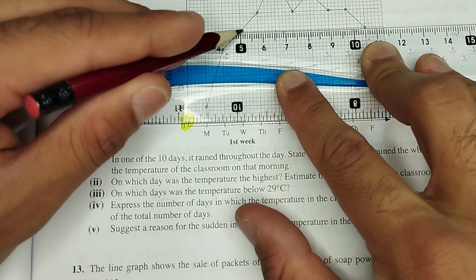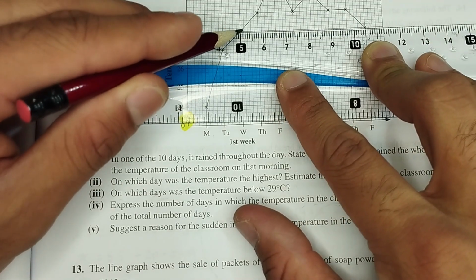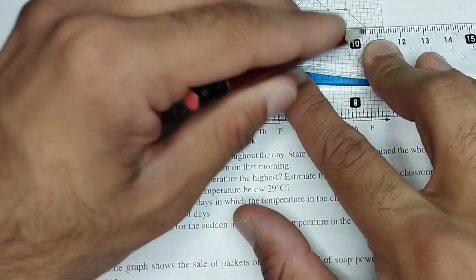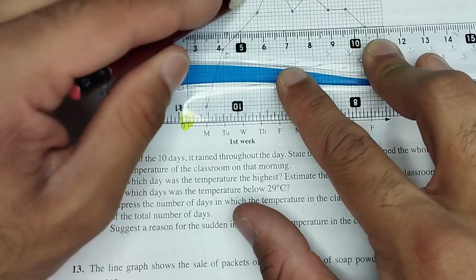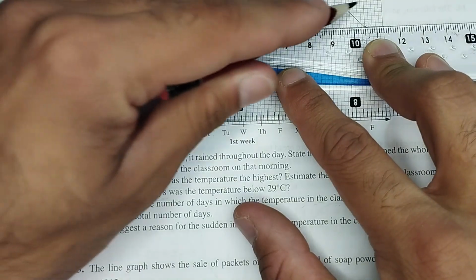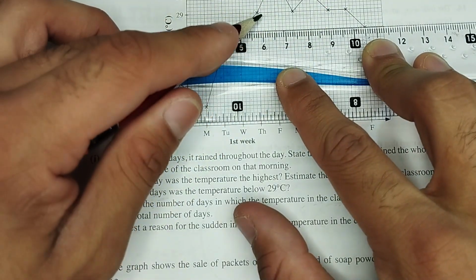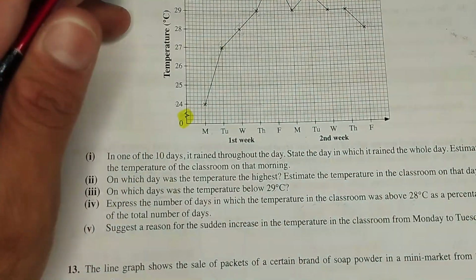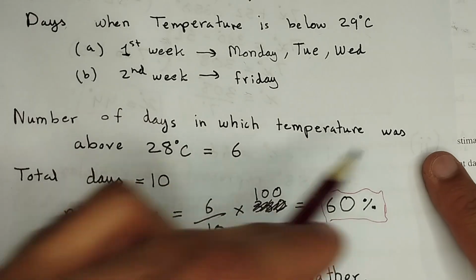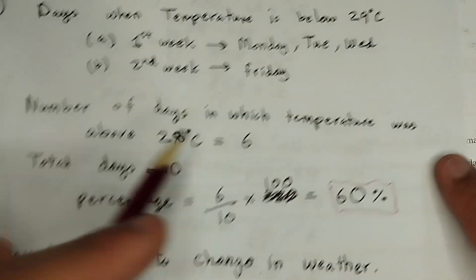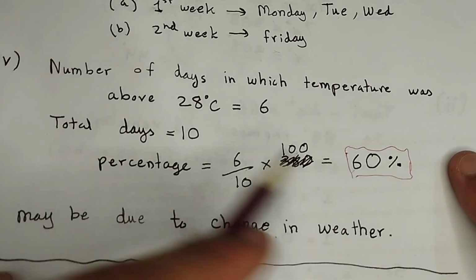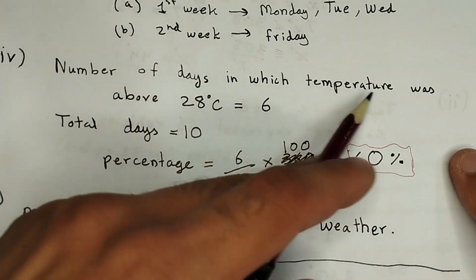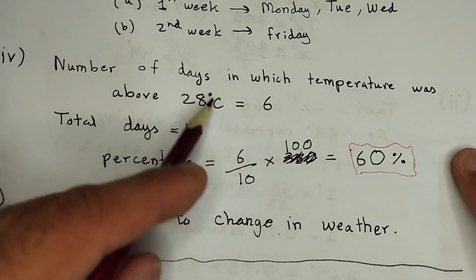We're not going to count this because it is exactly 28. It is not above 28. We're not going to count this one as well because this is exactly 28, not above 28. We're going to count all the other ones. 1, 2, 3, 4, 5, 6. We have 6 days in which the temperature is above 28 degrees Celsius. So what are we going to do? The number of days in which the temperature was above 28 degrees Celsius is 6, and the total days are 10. So 6 divided by 10 multiplied by 100 is going to be 60%. So 60% is the number of days in which the temperature was above 28 degrees Celsius.